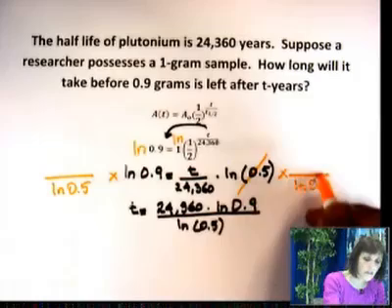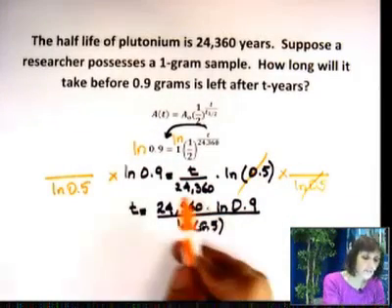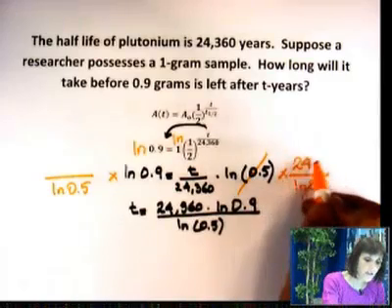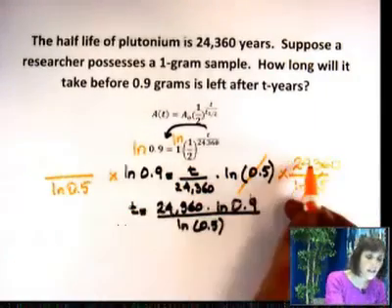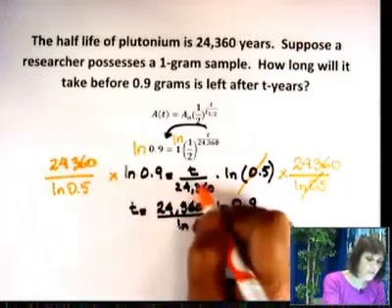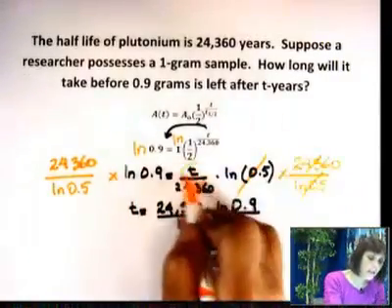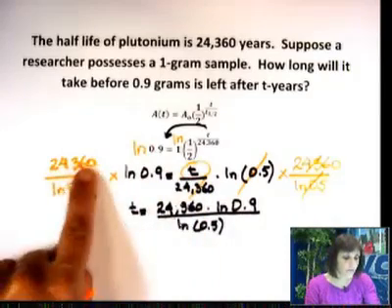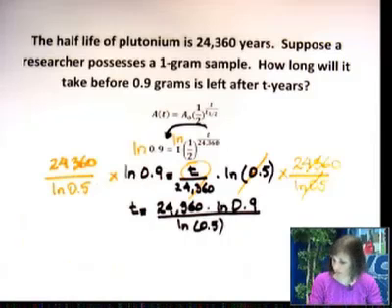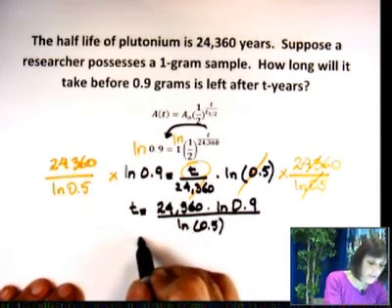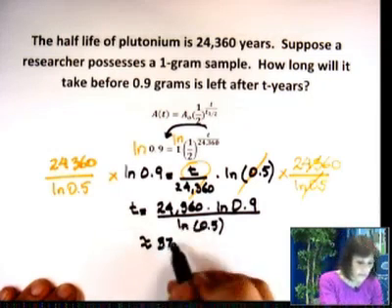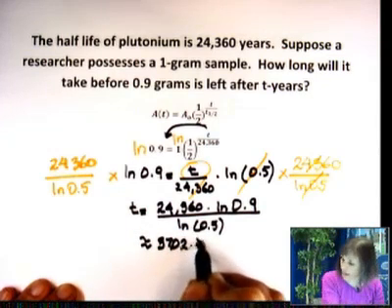And that will do this to it. All right. Now I need to get rid of the 24,360. So what do I do? I just multiply by that. And I cannot just do it here. I have to do it here. And that will do this. And guess what happened? Now t is by itself, which is 24,360 times ln of 0.9 divided by ln of 0.5. And I did that ahead of time for you. That gives me 3702.8 years.